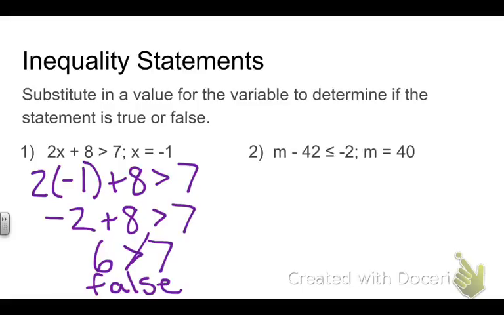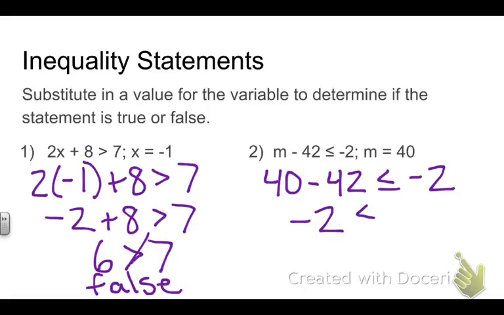That is not true. Same thing, look at number 2. m minus 42 is less than or equal to negative 2 when m equals 40. So plug in 40 for m. So 40 minus 42 is less than or equal to negative 2. 40 minus 42, the bigger number is negative. We're going to have negative 2 is less than or equal to negative 2. Well, is that a true or false statement? Negative 2 is not less than negative 2, but it can be equal to, so yes, this is a true statement. Again, we're going to look at these more tomorrow in class.